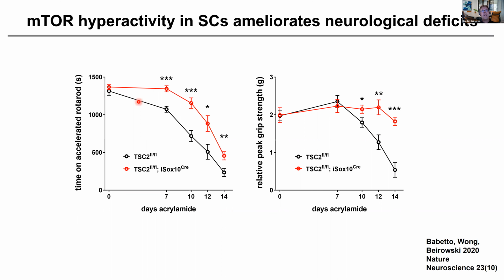This is the treadmill analysis, rotarod analysis. If you give acrylamide to mice, they get quite quickly sick, and the rotarod performance, the treadmill performance, decreases rapidly. And this is significantly ameliorated in the TSC2 mutants with increased mTOR signaling in Schwann cells. Here you see grip strength analysis, which also shows strongly alleviated symptoms. This is all statistically significant.